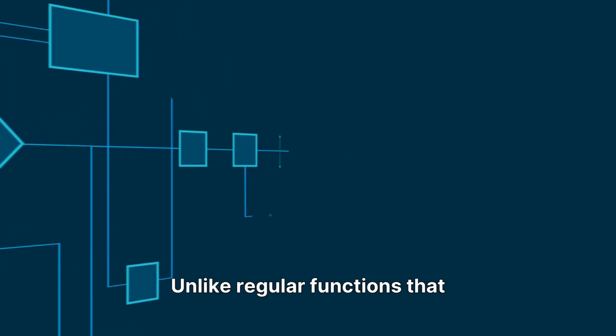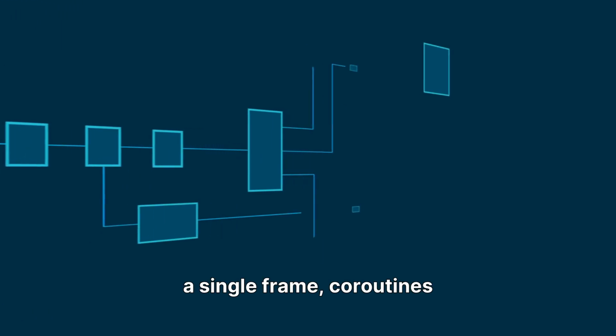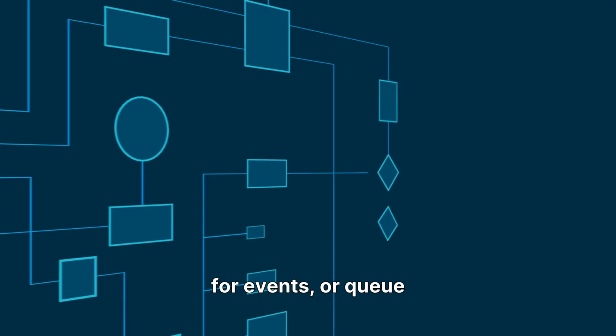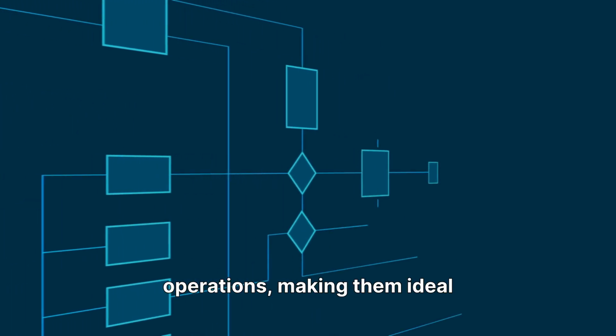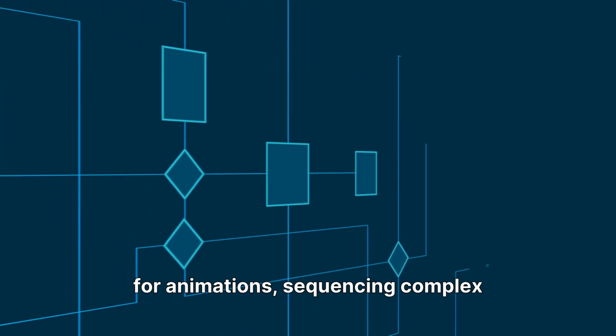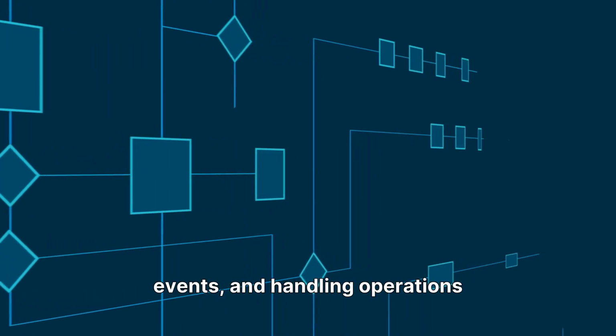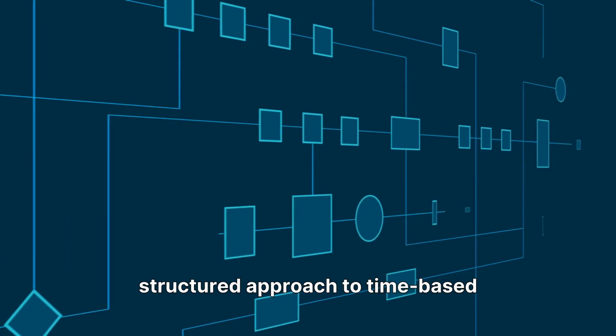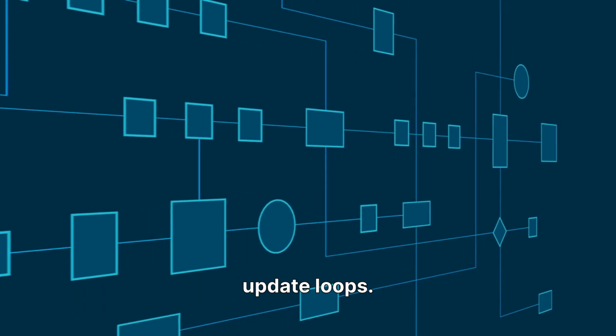Unlike regular functions that run to completion in a single frame, coroutines can delay actions, wait for events, or queue operations, making them ideal for animations, sequencing complex events, and handling operations that span several frames. They provide a more structured approach to time-based logic compared to traditional update loops.